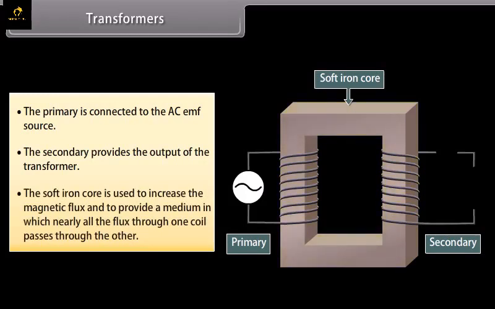The soft iron core is used to increase the magnetic flux and to provide a medium in which nearly all the flux through one coil passes through the other.